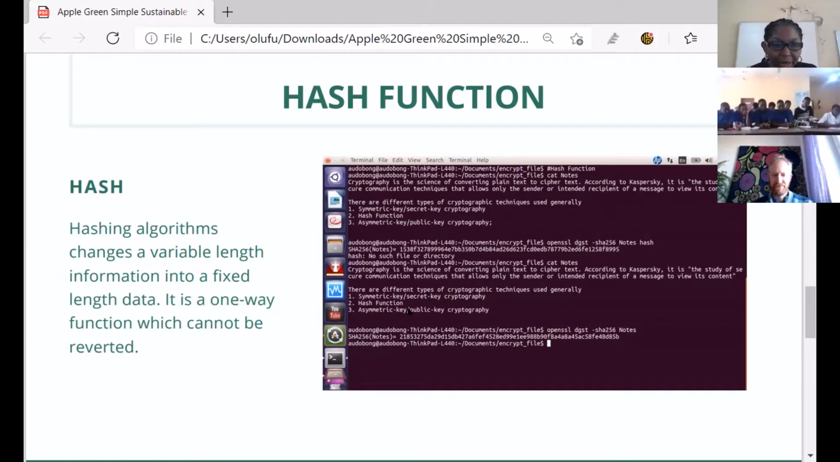Now, look at what I did. Under here, look at number 3, asymmetric public key cryptography. Can you see that? Now, I removed the semicolon. I hashed it again. I hashed it using OpenSSL dgst -sha256. Now, see the output. Can you see the output?